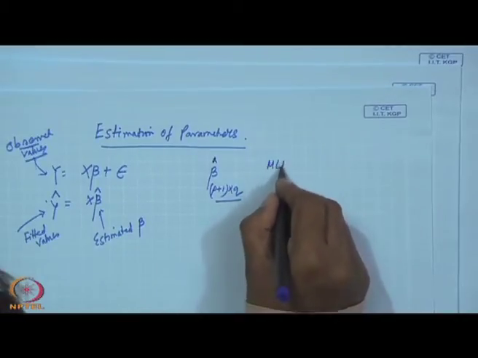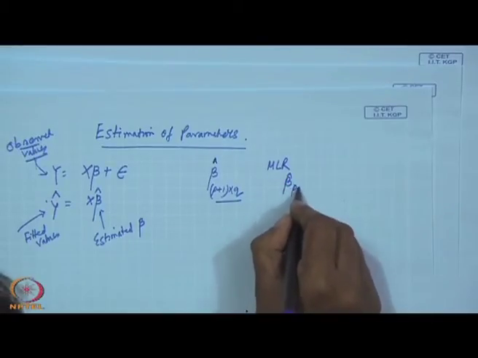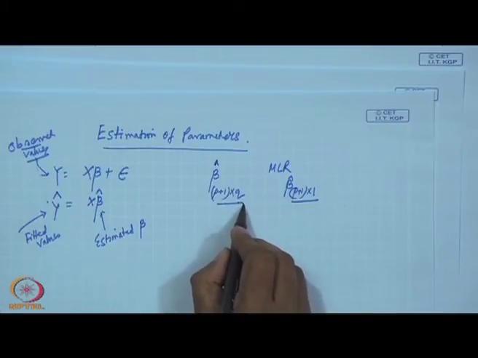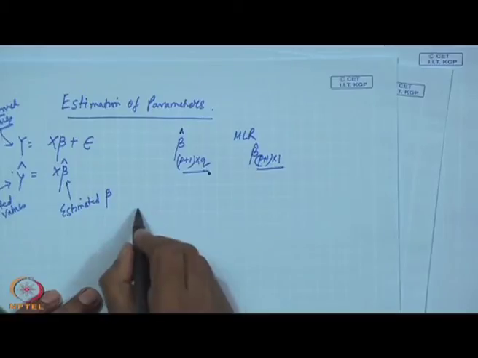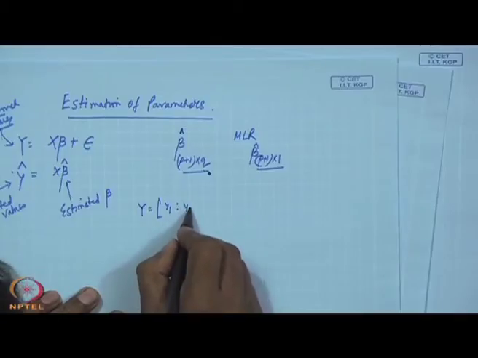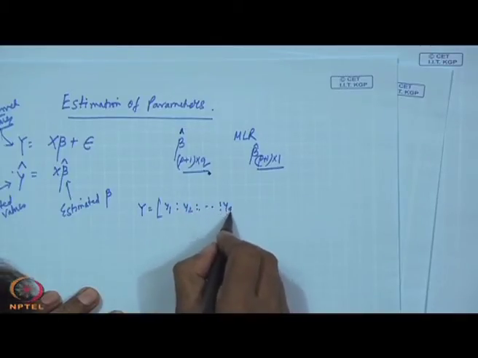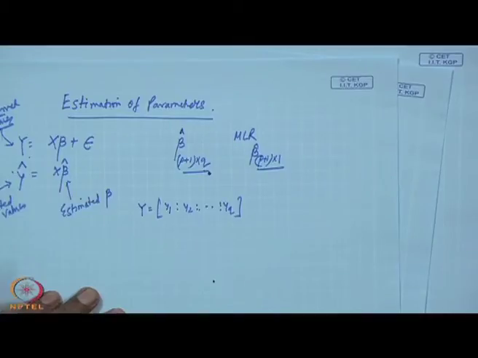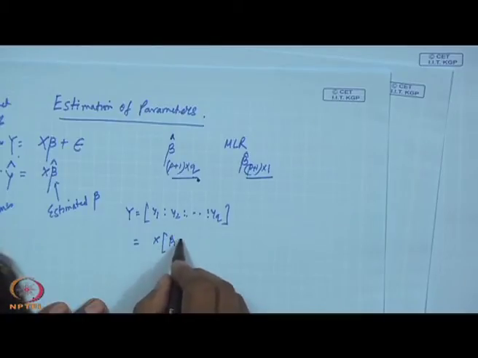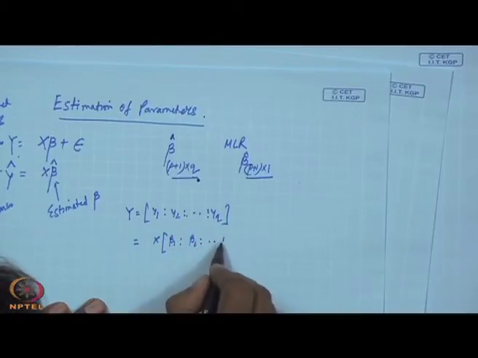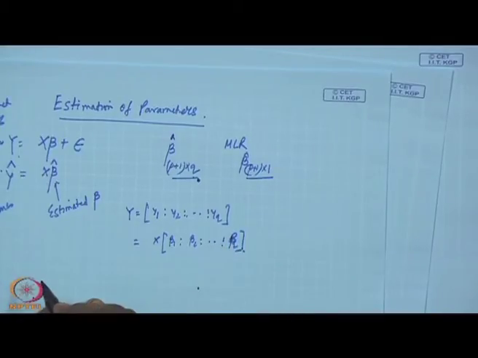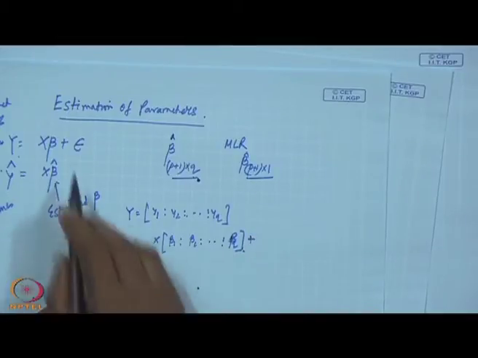Now, in MLR what will happen? In MLR, beta is (p plus 1) cross 1. So additionally it is coming like this. If I write y equal to y1, y2, up to yq, this equals X beta. Can I not write it like this, beta 1, beta 2, up to beta q, plus epsilon?